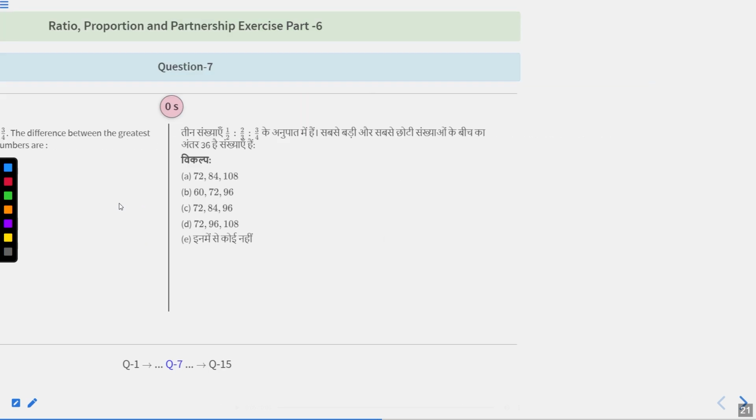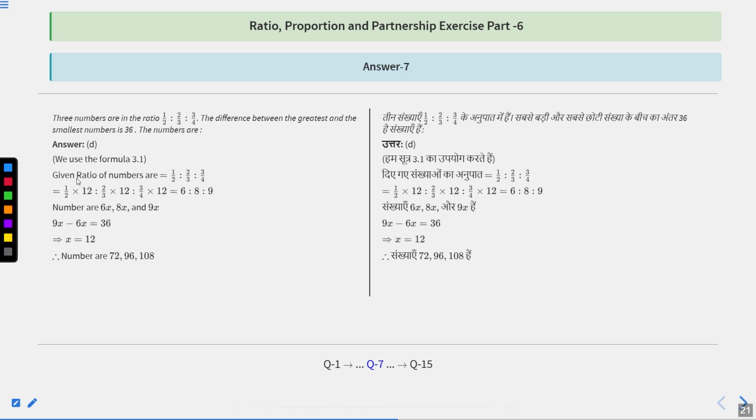Now time's up. Let's see the solution. According to the question, the given ratio of the three numbers is 1/2, 2/3, 3/4. First we convert these to integer form because the ratio is given in fraction form. So we take the LCM of 2, 3, 4, which is 12. We multiply all three ratios by 12. So the numbers become 6:8:9. We can let them be 6x, 8x and 9x. According to the question, 9x minus 6x equals 36. So x equals 12. So the numbers will be 72, 96 and 108. D is the correct answer. Next one.